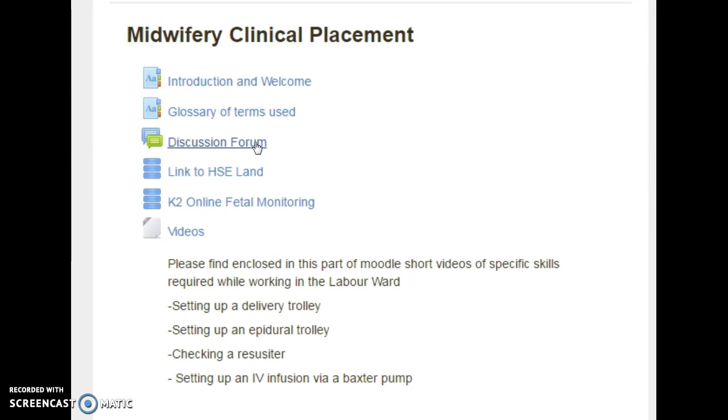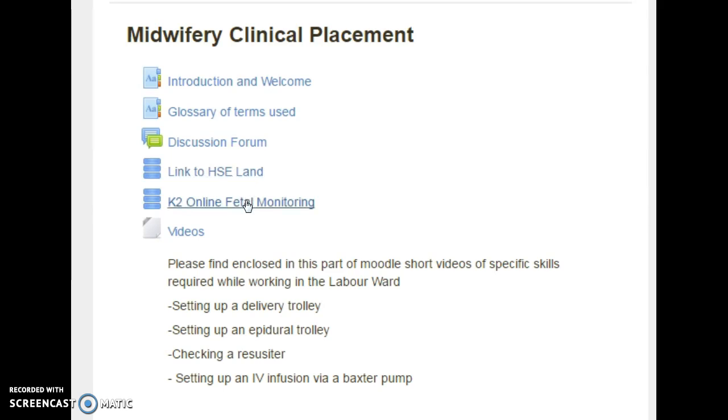They can discuss it with the colleagues, and again, there will be a presence of a CPC in the discussion forum. A link to HSE Land is here for the students to avail of. Again, HSE Land is an online activity formulated by the HSE, where there's a huge amount of online programs and again a huge amount of activities that will be very important for the students while they're out on clinical placement.